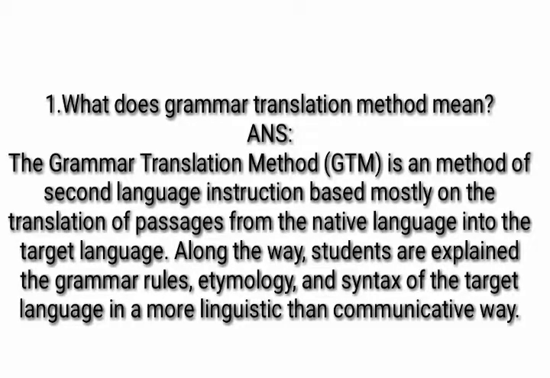Number 1. What does grammar translation method mean? Answer. The grammar translation method (GTM) is a method of second language instruction based mostly on the translation of passages from the native language into the target language. Along the way, students are explained the grammar, rules, etymology and syntax of the target language in a more linguistic than communicative way.